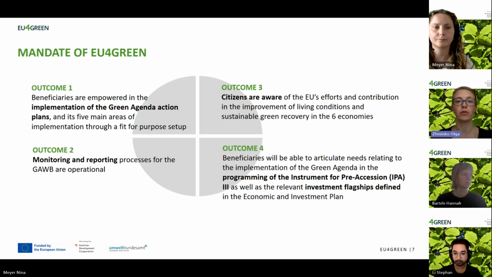The mandate of EU4Green consists of 4 outcomes. The first outcome covers environmental topics like water pollution, air pollution, soil pollution, sustainable agriculture, circular economy, biodiversity, and decarbonization. The second outcome covers monitoring and reporting of the processes related to the green agenda in the Western Balkans. Outcome 3 relates to communication, education, and participation, and coordination of cooperation with civil society organizations. And outcome 4 is our green finance outcome. We developed a work plan for the 4 years, and one of the work packages relates to creating a common language, and this webinar is the first in the series for creating this common language on green finance.